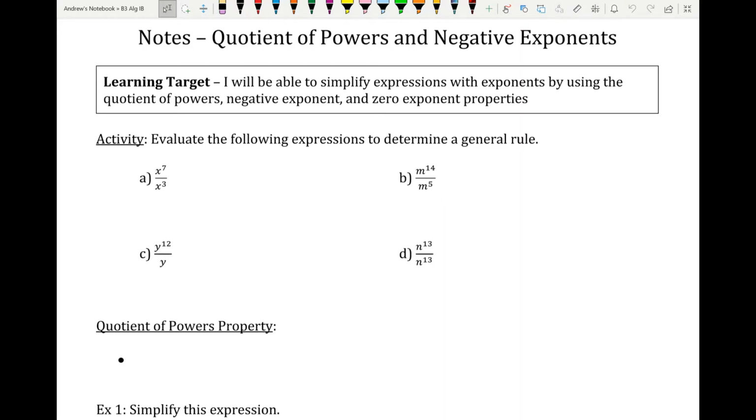Alright, let's go again. Today we're going to talk a little bit more about the laws of exponents. We're going to focus on the quotient of powers and what the heck we do with negative exponents. Quotient just means division, right? It's like the answer to a division problem.